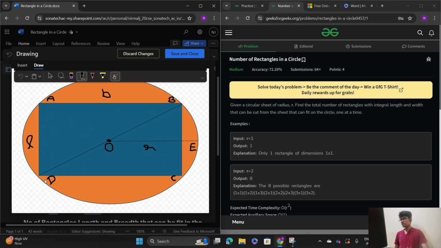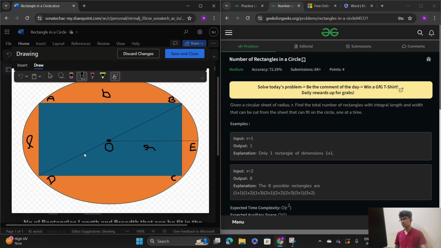For this case, we know the length of the rectangle is AD and the breadth of the rectangle is AB. But we don't know the length of the diagonal of the rectangle, DB. When you see this rectangle, you can identify that DB can be at most equal to the diameter of the circle. It can be either equal or less than the diameter of the circle, but it can't be equal to the radius of the circle.